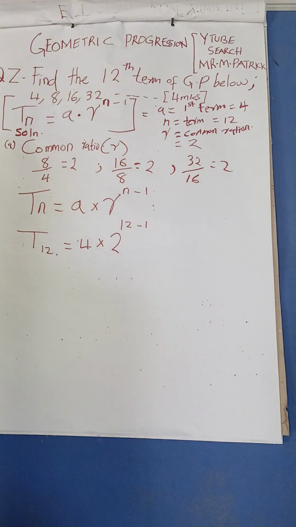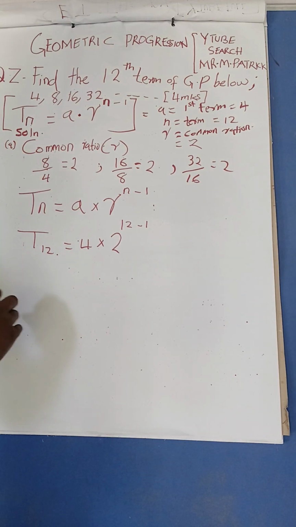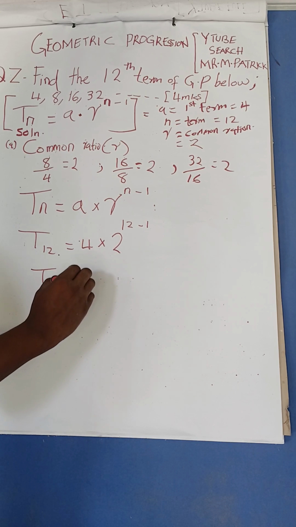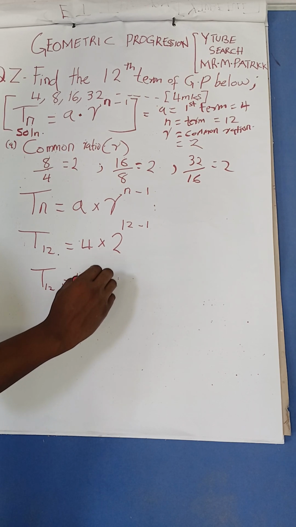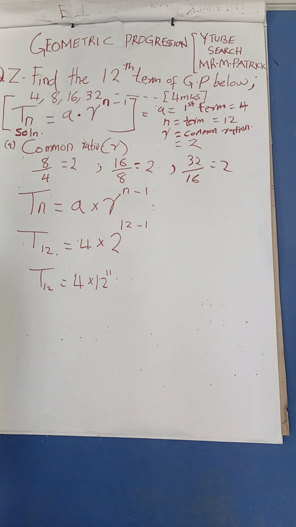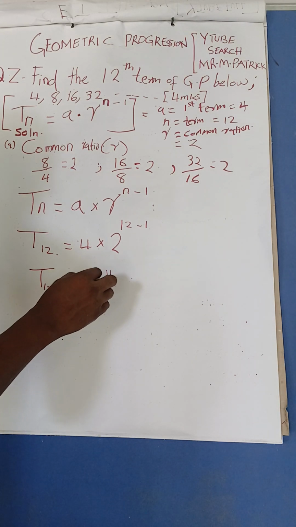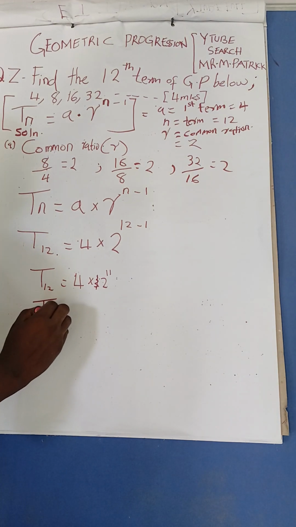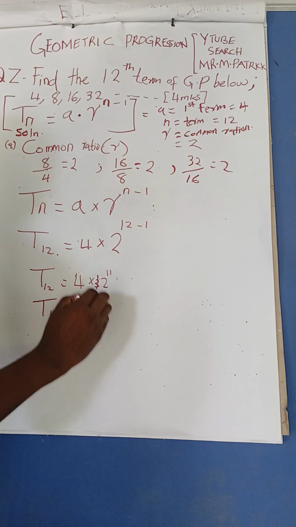So you will proceed, students, my fellow learners, and say the 12th term will be 4 multiplied by 2 raised to 11. If you do it on your calculator, 12 raised to 11, not 12, sorry, 2 raised to 11. So the 12th term equals 4 times 2 raised to 11. What is 2 raised to 11?